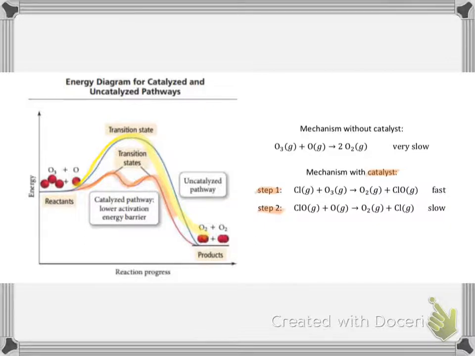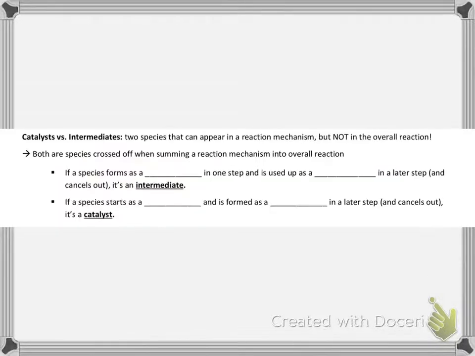Now, it's important to distinguish between a catalyst and an intermediate because both of them are species that appear in a reaction mechanism but not in the overall reaction. So when you add up the steps of your mechanism, catalysts and intermediates are going to be crossed off, but they are different things. So the trick is, if a species forms as a product in an earlier step and is used as a reactant in a later step, that would make it an intermediate. However, if the species is used as a reactant in an earlier step, but then is reformed as a product in a later step and it cancels out, that makes it a catalyst.